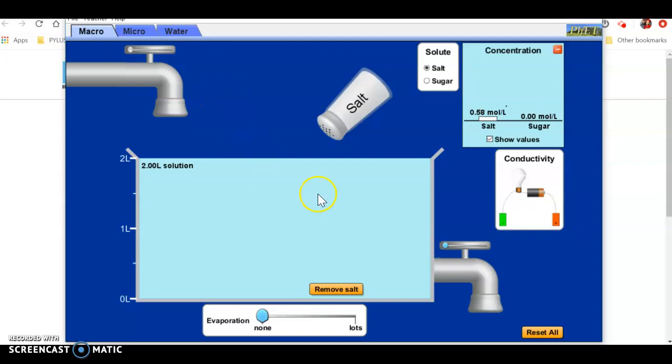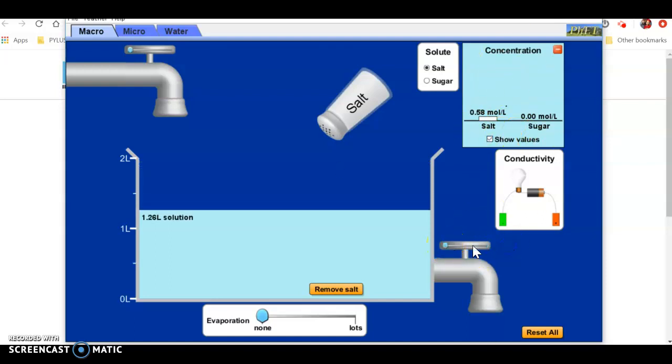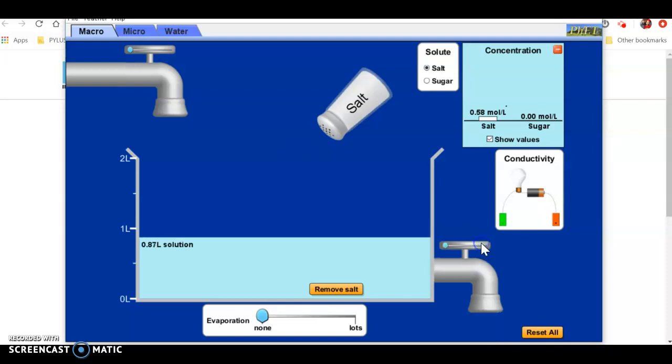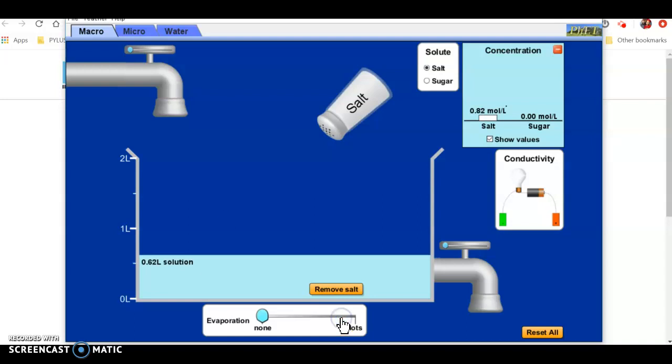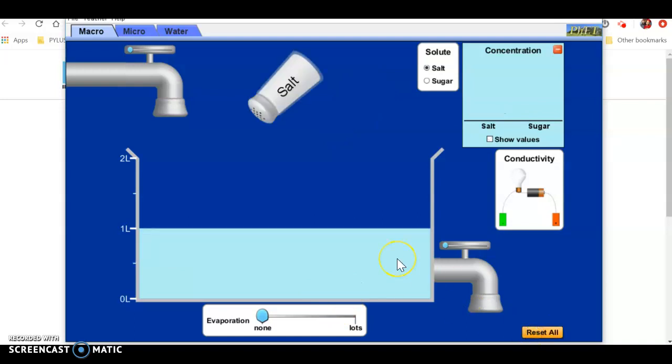Let some solution out of the container. All right, so let's drain some out. Watch what happens over here as I do that. Evaporation. Okay, I'm going to evaporate some stuff. So I'm not draining out the water or the whole solution. I'm just evaporating water. Huh. All right, reset all. Start over. Reset all. There it is.